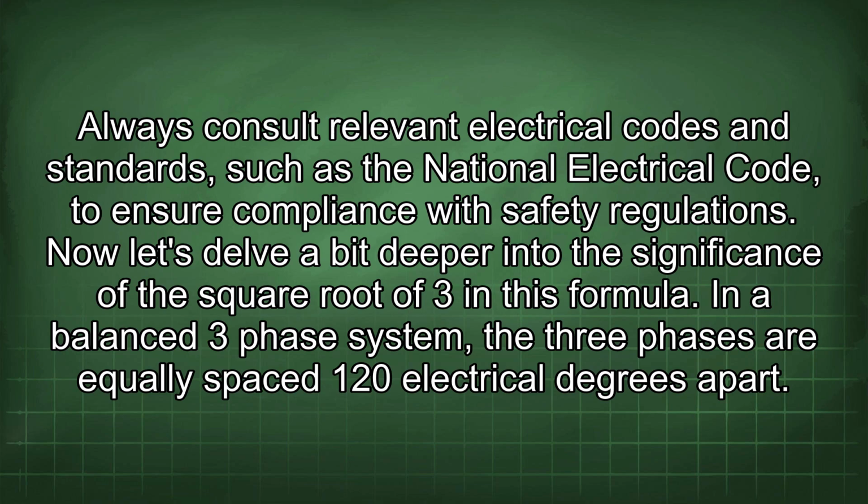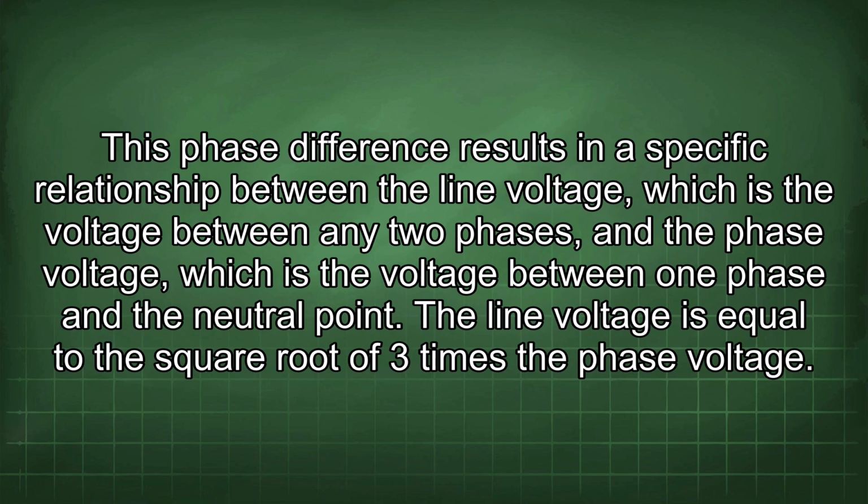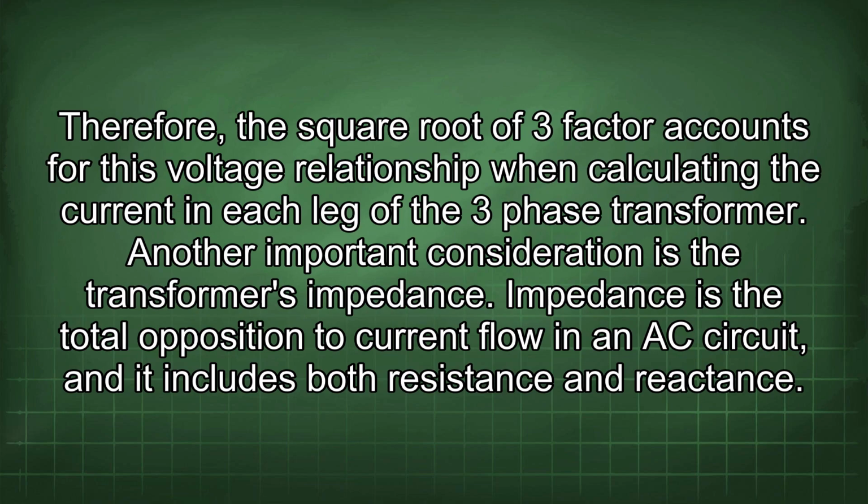Now let's delve a bit deeper into the significance of the square root of 3 in this formula. In a balanced three-phase system, the three phases are equally spaced 120 electrical degrees apart. This phase difference results in a specific relationship between the line voltage, which is the voltage between any two phases, and the phase voltage, which is the voltage between one phase and the neutral point. Line voltage is equal to the square root of 3 times the phase voltage. Therefore, the square root of 3 factor accounts for this voltage relationship when calculating the current in each leg of the three-phase transformer.